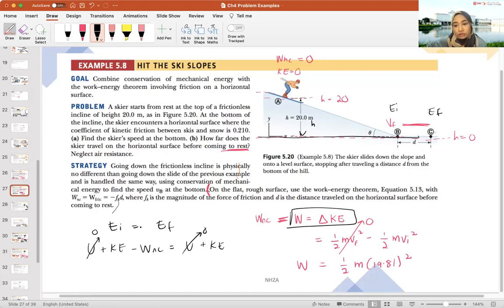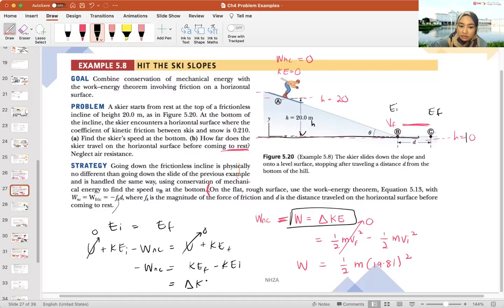Or if you don't want to say H equals 0, you want to say H equals 10. mgh, mg10 minus mg10 is still a 0. They would cancel out with each other. So U memang dah tak ada, tak wujud sebab dia sama. So now we're left with KE initial, KE final. So this would be KE final minus KE initial equals minus WNC.